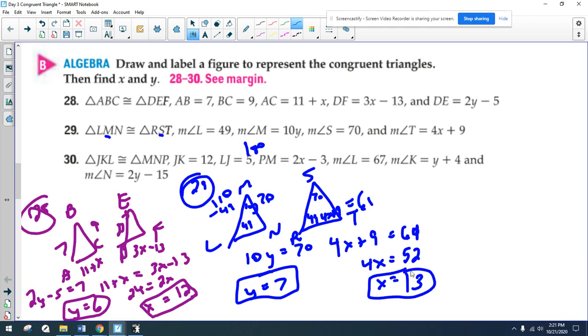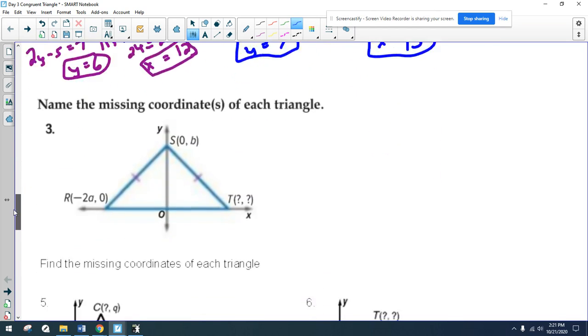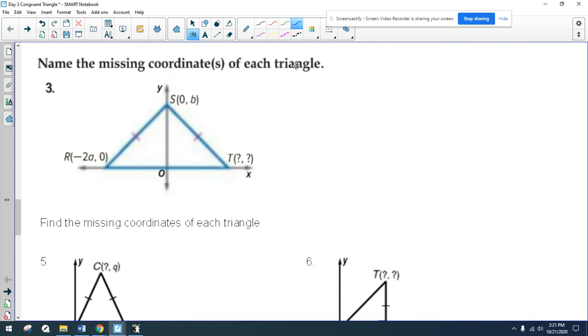So x is 13. It's basically the same for all three of them. If you want to try 30, you're welcome to, but that's the same idea. And then down here, this is the last type that we're going to be doing. You'll see these a lot on SATs and ACTs. It wants you to name the coordinates.